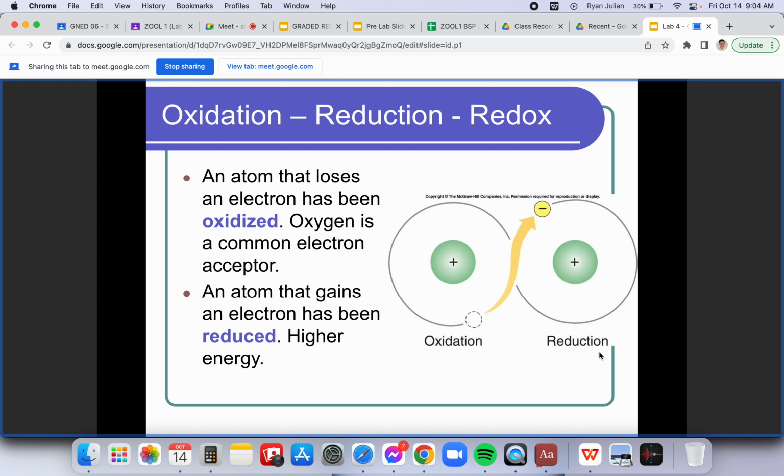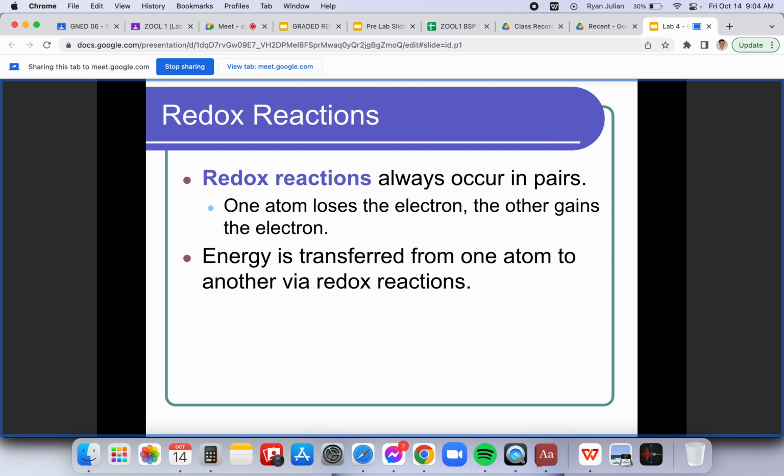When we say oxidation, or from the word implies oxidize, it is the process wherein a chemical has been combined with oxygen. So that is the meaning of oxidation. Redox reactions always occur in pairs. One atom loses the electron while the other gains the electron. Energy is said to be transferred from one atom to another via redox reactions.